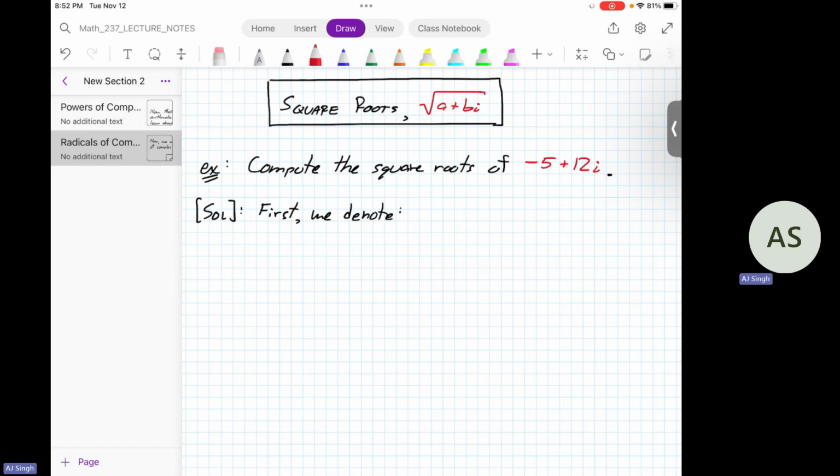Let's write this down. Surely you would agree that the square root of negative 5 plus 12i, after you get the final result, is going to look like a plus bi, right? In rectangular form. That's what it's going to look like. And so our goal is to figure out what a and b are.